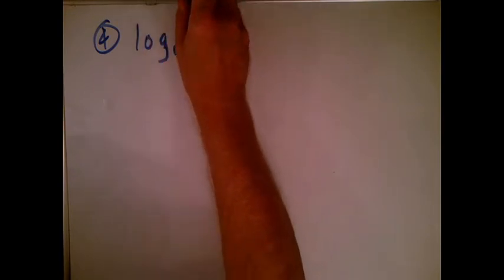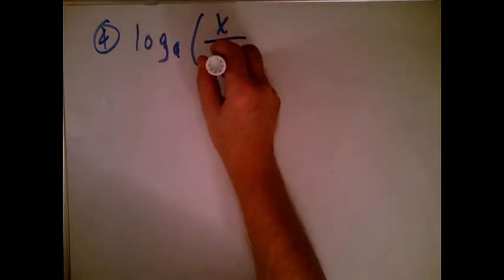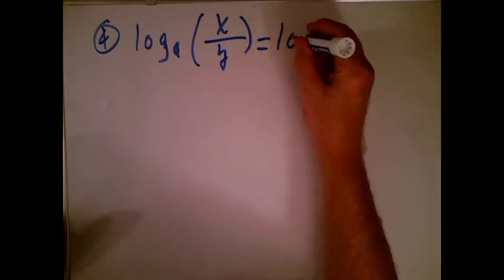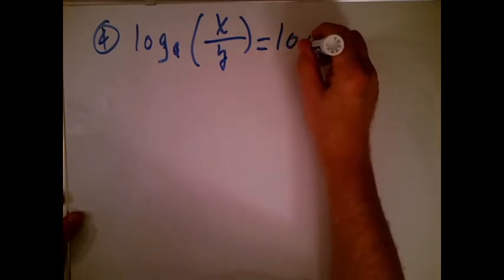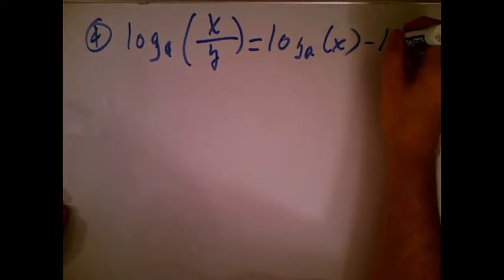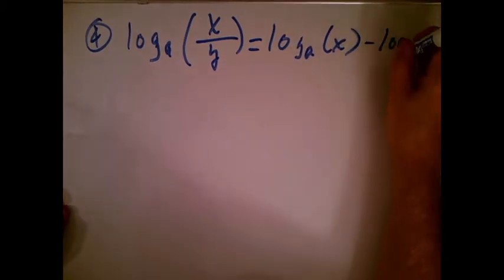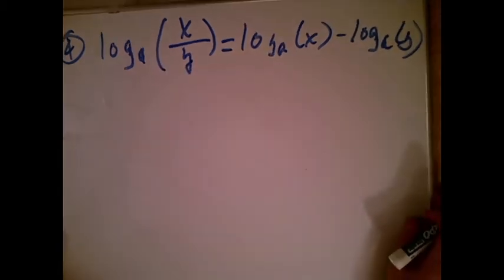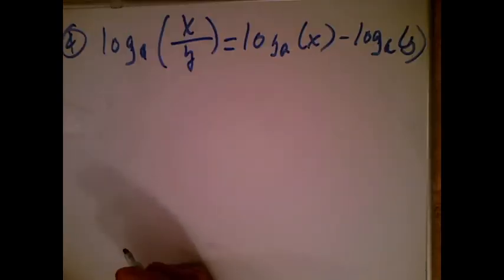Okay, magic property number 2, which is number 4 in our list. The log base a of a fraction equals the log of the top minus the log of the bottom. Like that. Ta-da!